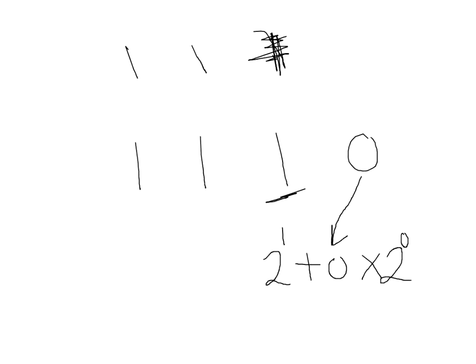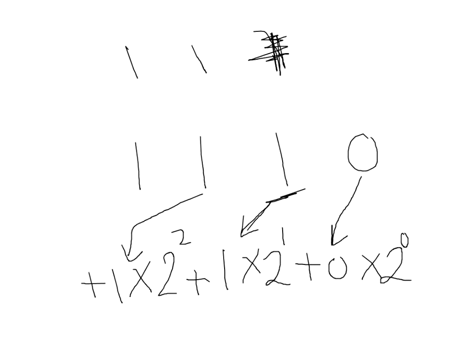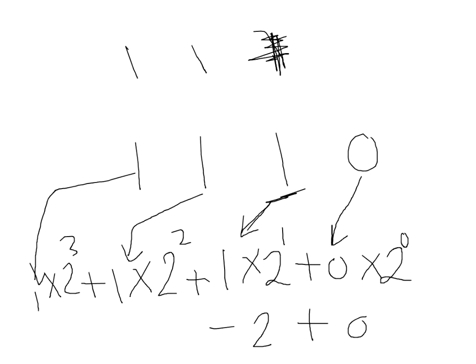It's 2 to the power of 1, because it's the next number, times 1, which is this number here. Okay? Plus 2 to the power of 2, also times 1. Plus 2 to the power of 3, also times 1. Anything to the power of 0 is 1, but 1 times 0 is 0, so we don't care about it. Plus 2 to the power of 1 is 2, times 1 is 2, plus 2 to the power of 2 is 4, times 1 is 4, plus 2 to the power of 3 is 8, times 1 is 8, so 8 plus 4 plus 2 equals 14, okay, equals 14.